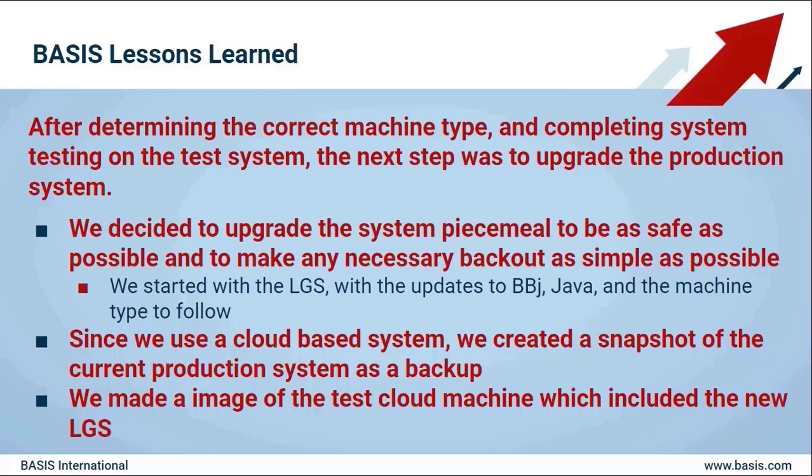Okay, so our next step was to upgrade the production system. We decided to upgrade the system piecemeal, meaning that, remember I told you we had to upgrade the LGS, the license generation system, BBJ, we wanted to upgrade Java, and we also wanted to change out the machine type, right? But we want to make it also as safe as possible. So we're going to do them piecemeal. We're going to do one at a time. So we started with the license generation system, and then we're going to follow with the updates to BBJ, Java, and then upgrading the machine type.